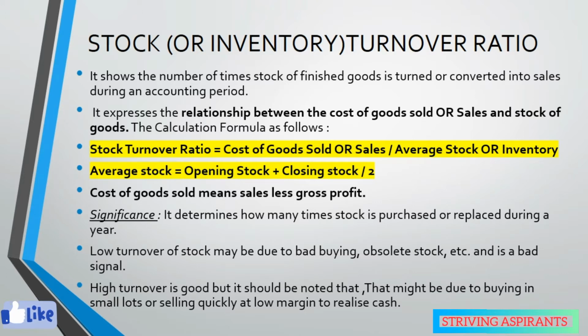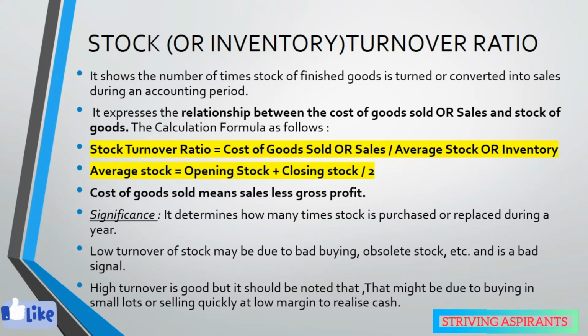Stock turnover determines how many times stock is purchased or replaced during a year. When there is low turnover of stock due to bad buying or stock obsolescence, that is a bad or dangerous signal. And when there is high turnover, it is a good signal, but it should be carefully noted that it might be due to buying in small lots or selling quickly at low margin to realize the cash.